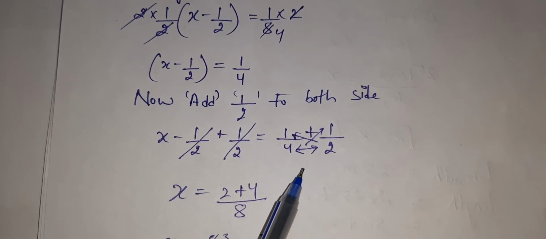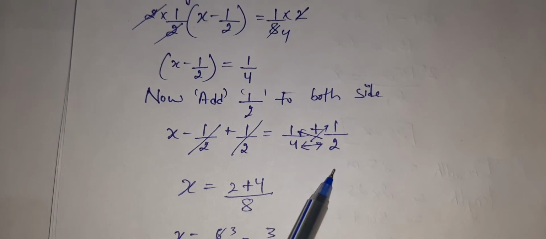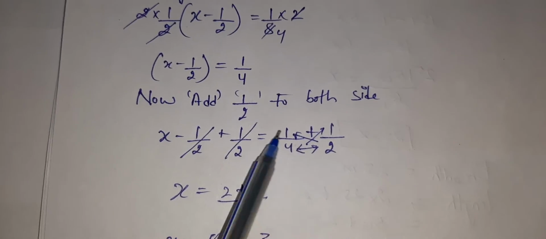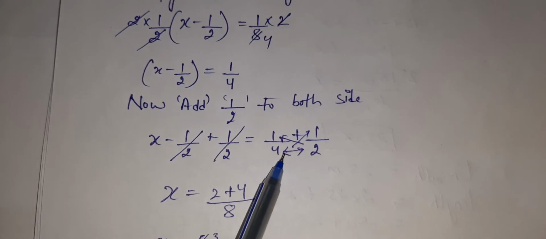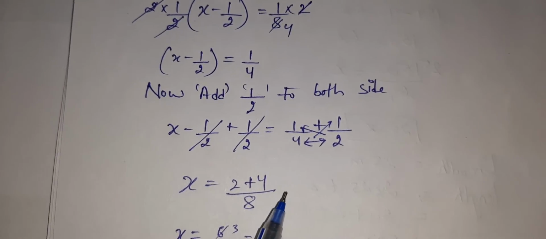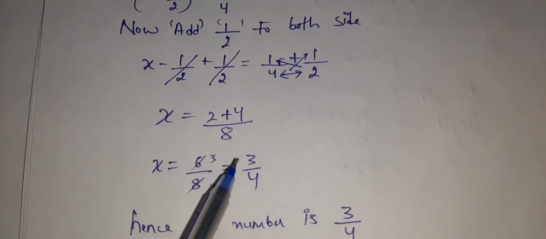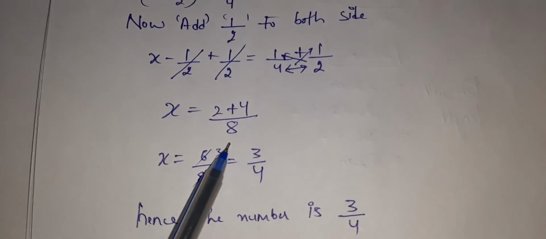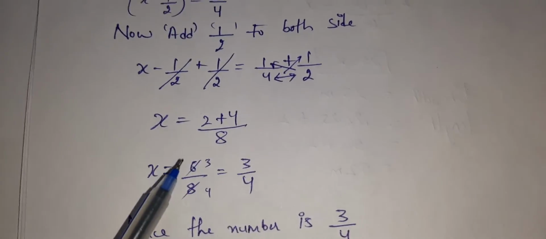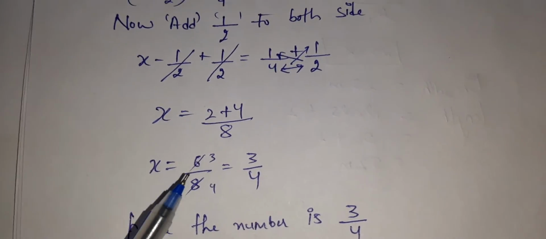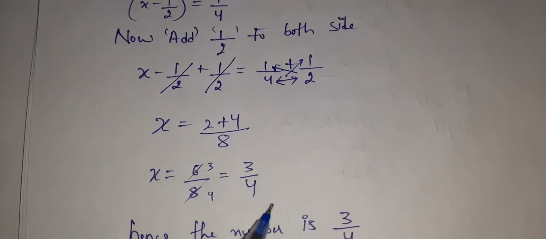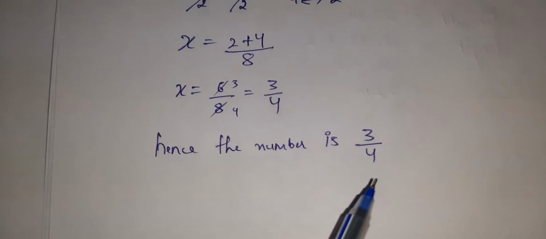Now the LCM. I have taught you the method. Multiply the denominators, 4 twos are 8. Cross multiply, 2 ones are 2, 4 ones are 4. Got it? 2 plus 4 is 6 upon 8. If you cut by 2, 2 threes are 6, 2 fours are 8. So 3 by 4. Hence the number is 3 by 4.